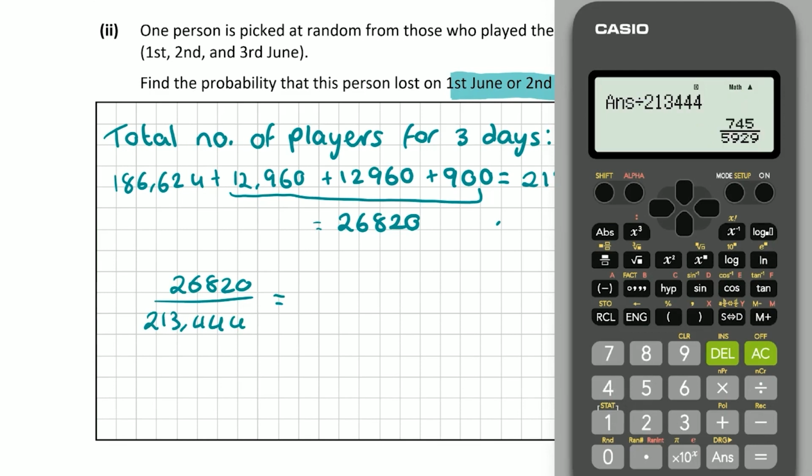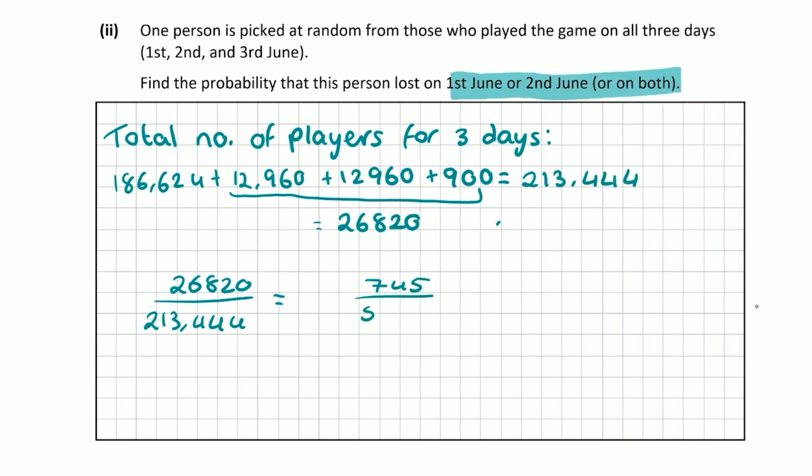We get 745 over 5,929. So this is our final answer. That's the probability that of all the people who played in all 3 days, the person that was picked lost on the 1st or the 2nd of June or both. And for getting this answer correct, you're going to get a total of 5 marks.